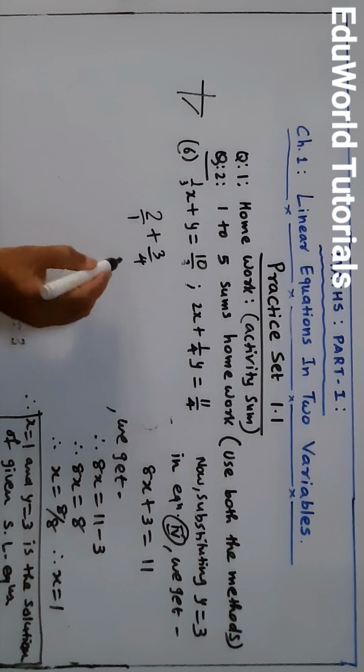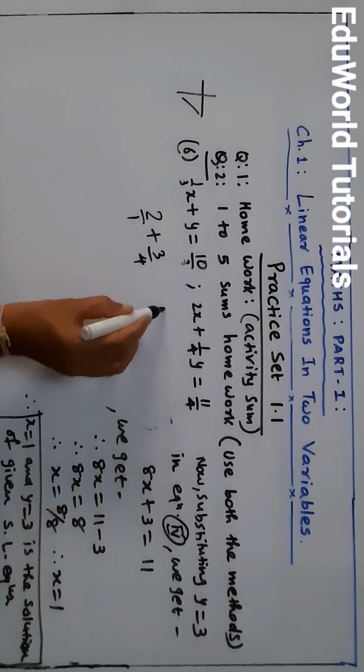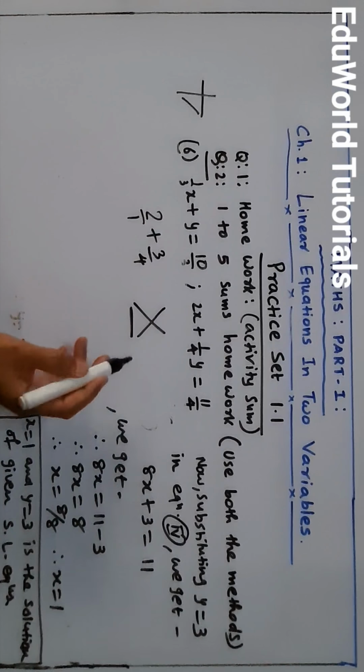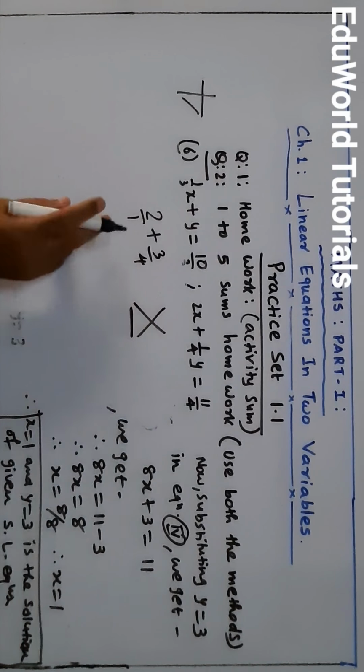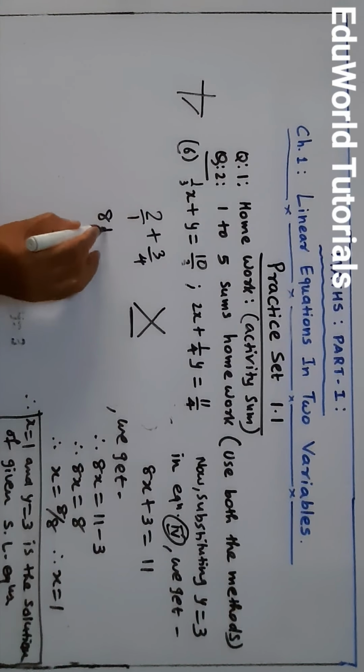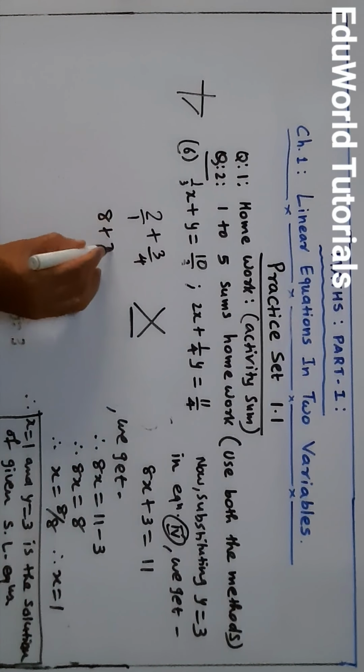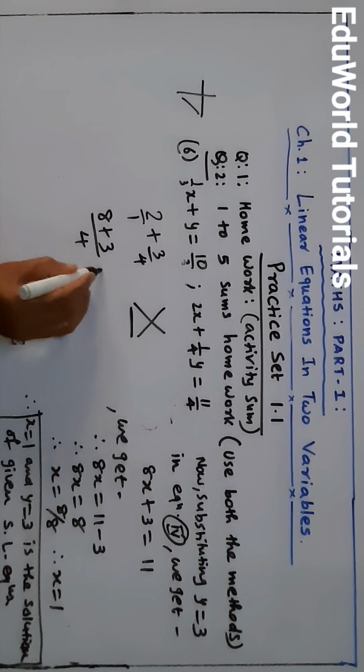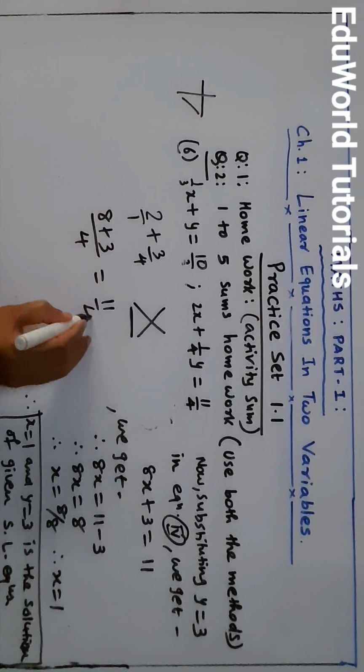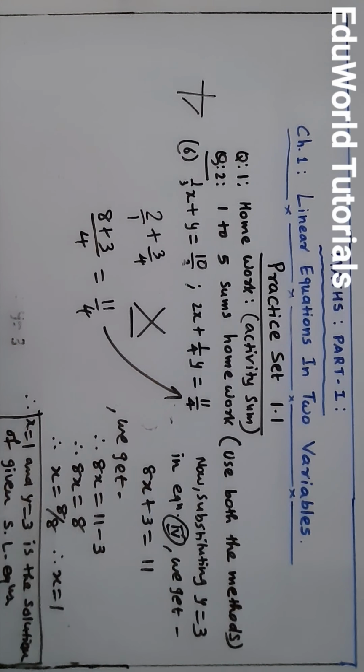How to add these two? Cross multiplication, and the multiplication of the denominators will give you this. 2 fours are 8 plus 3 ones are 3, upon 4 ones are 4. 8 plus 3 is 11 upon 4, which is the right hand side. Thus our values are correct. This is the solution of both the equations.